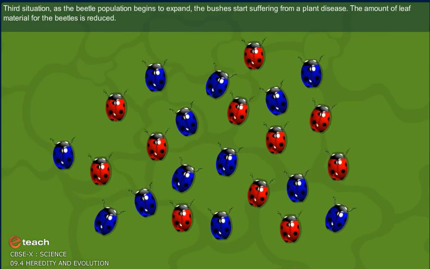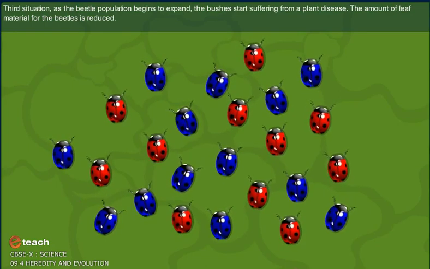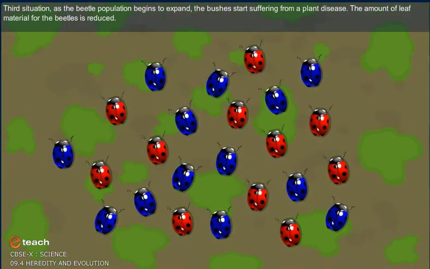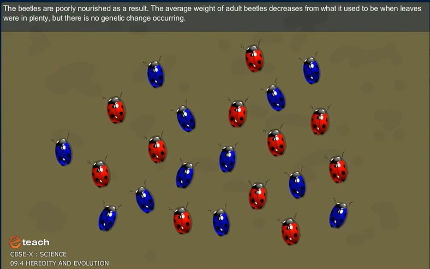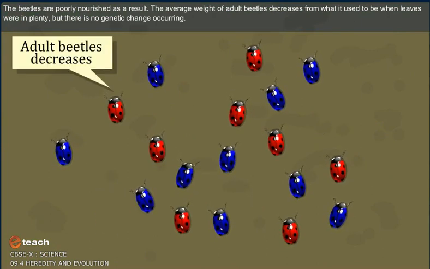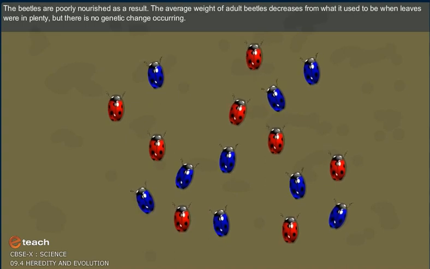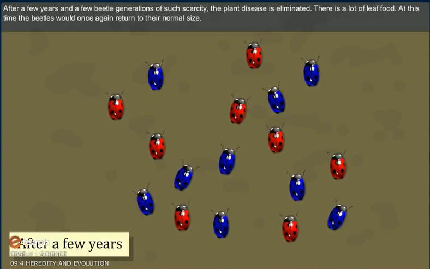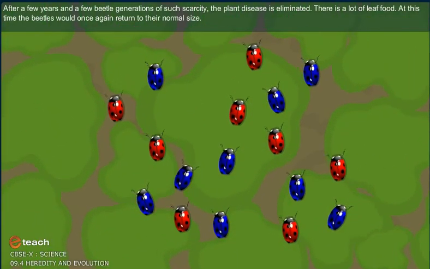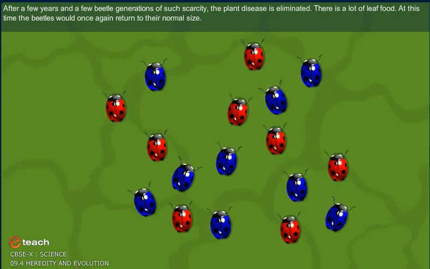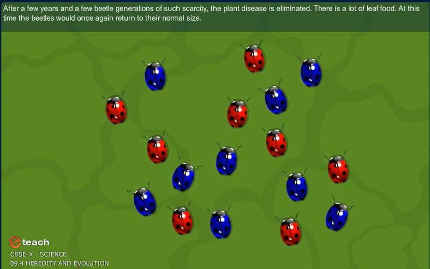In the third situation, as the beetle population begins to expand, the bushes start suffering from a plant disease. The amount of leaf material for the beetle is reduced. The beetles are poorly nourished. As a result, the average weight of adult beetles decreases from what it used to be when leaves were plentiful. But there is no genetic change occurring. After a few years and a few beetle generations of such scarcity, the plant disease is eliminated. There is a lot of leaf food. At this time, the beetles would once again return to their normal size.